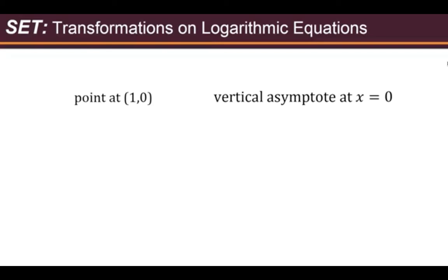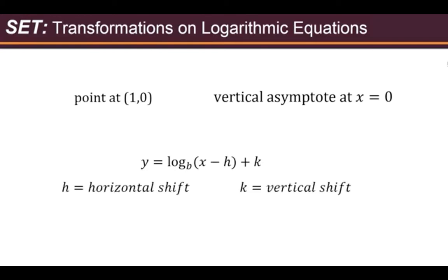Where is the vertical asymptote? If it is not at x equals 0, then the graph has been shifted horizontally. If the asymptote is at x equals 0, but you don't have a point at (1, 0), then the graph has been vertically shifted. Paying attention to the table will also help you see how the graph has been shifted. Also, remember that transformations to logarithms show up in the equation similar to how transformations to quadratics do: y equals log base b of (x minus h) plus k, where h is the horizontal shift and k is the vertical shift. You will also need to determine the base of the logarithm.